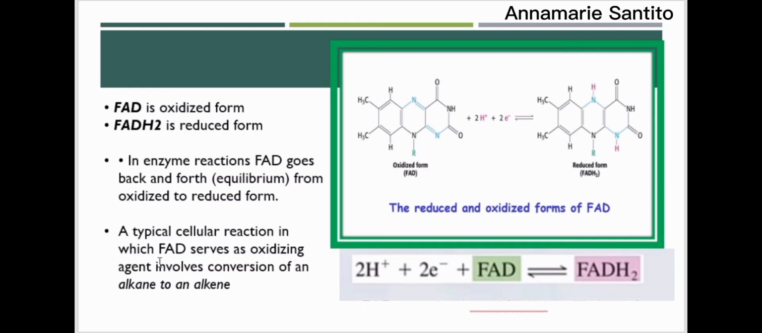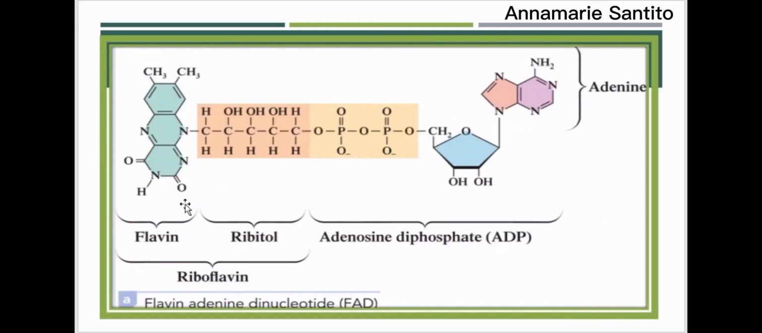Here's the actual structures of it. So we got the adenine, and there is a sugar. So two phosphorus, and the ribitol, and the flavin.